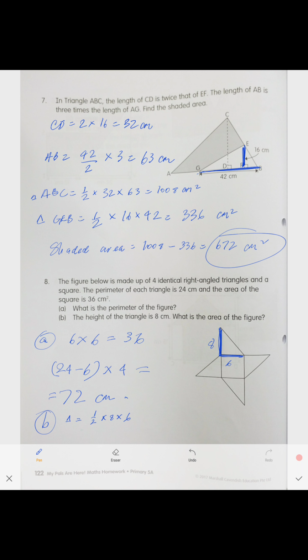But we have our 4 triangles, right? We have 4 triangles, so times 4. And we have our square, 36 square centimeters, right? If you calculate it all together, this is the total area: one triangle, 4 triangles, square. If you calculate them all together, it's gonna be 96 plus 36, 132 square centimeters. Done.